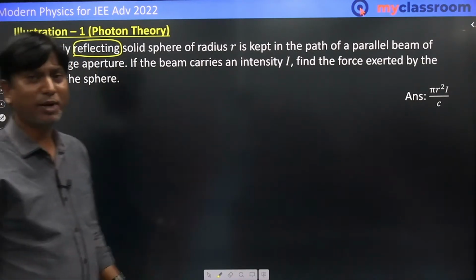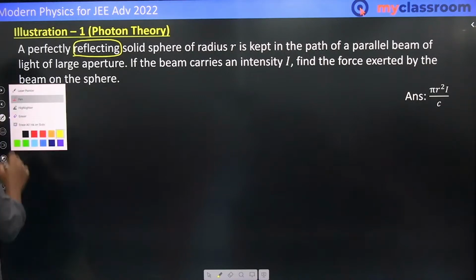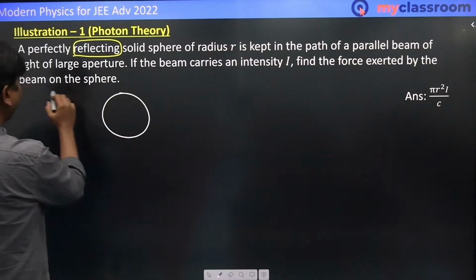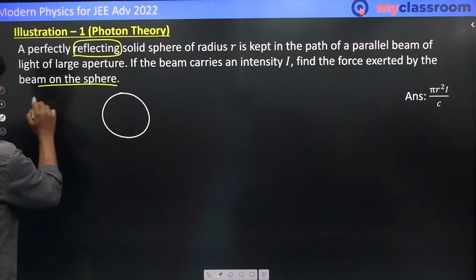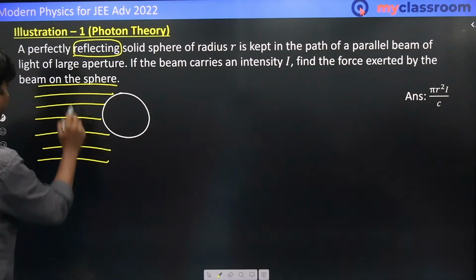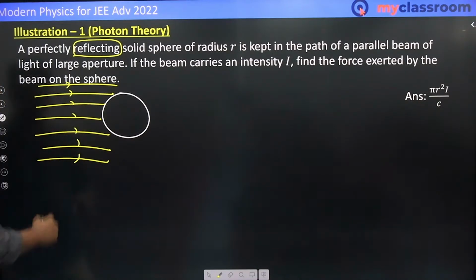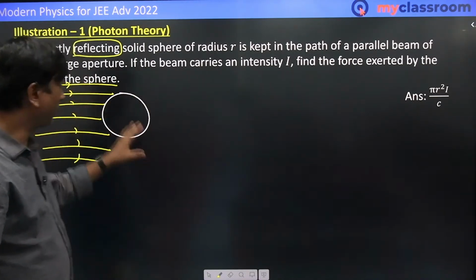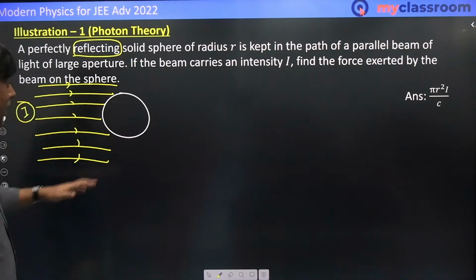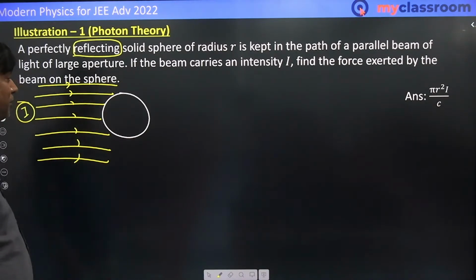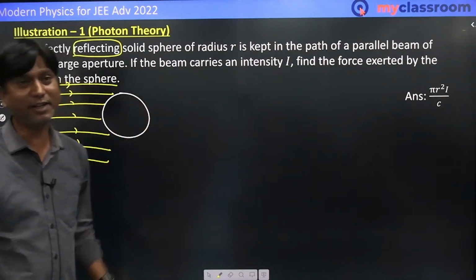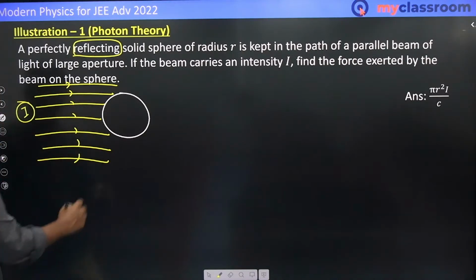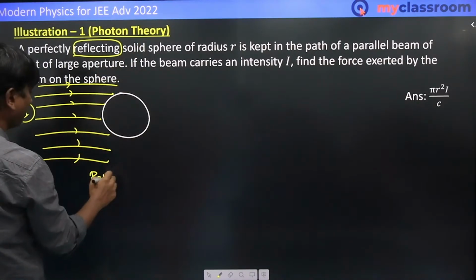Suppose this problem were absorbing, for example. This is a parallel beam of light whose intensity is I. Whenever this parallel beam of light is falling on the surface, if it is perfectly absorbing, you will take the projected area, and the projected area is pi r square. Then later I'll also solve for reflecting.